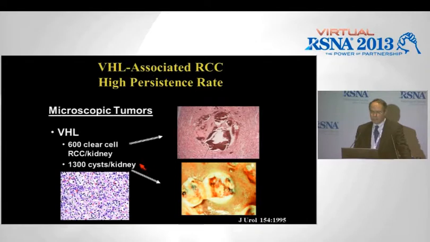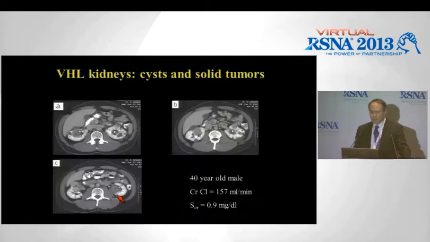And what we find in the kidneys is that there are numerous microscopic and macroscopic tumors. Estimated on average 600 clear cell carcinomas per kidney per side, up to 1,300 cysts per kidney. These are microscopic lesions. So the kidneys are really quite devastated. It's an autosomal dominant disease. All the lesions are clear cell carcinomas of the kidney. So clearly whatever causes von Hippel-Lindau disease has something to do with clear cell carcinoma of the kidney.